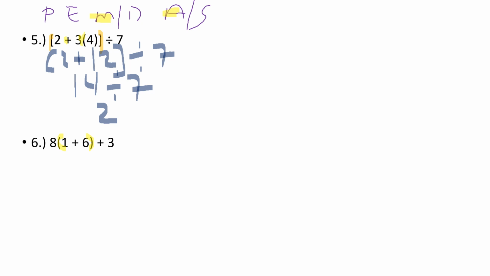And we'll start with the 1 plus 6, which is 7. And now we have 8 times 7, which is 56. And 56 plus 3, which is 59.